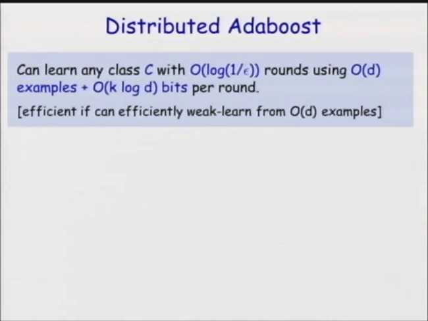We can learn any concept class C of finite VC dimension d by only using log 1 over epsilon rounds of communication. And in each round, we only need to communicate order d examples.